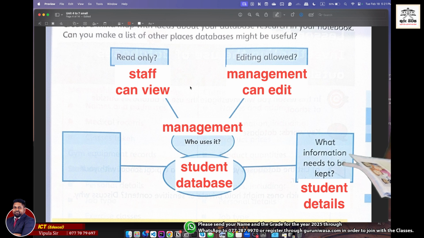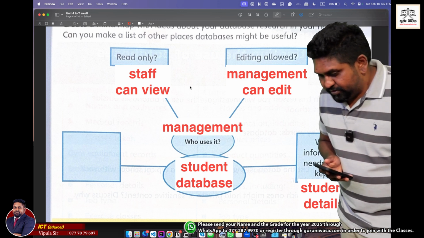Excuse me, sir, I have a question. Do we need to write the red color ones and the black ones? Only the red color ones would be enough. Okay, sir. The black color ones are the question, and the red color one is the answer. I just made it very simple.